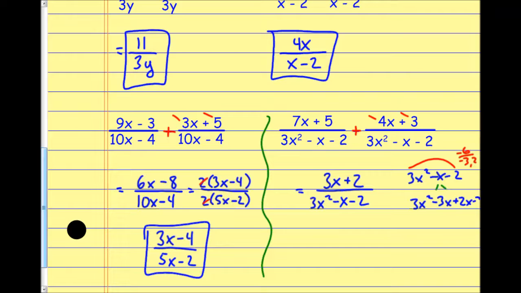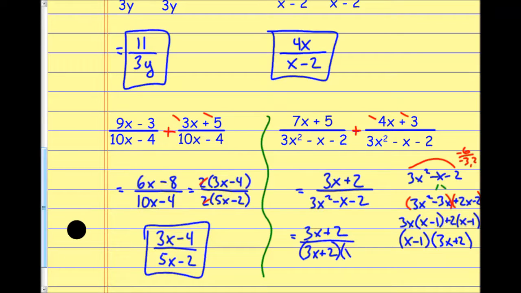I group the first two together, group the second two together, so I'm doing my factoring by grouping. Out of the first two, I can factor out a 3x, which leaves me with an x minus 1. Out of the second two, I can factor out a 2, which leaves me with an x minus 1. So now my two factors are the x minus 1 and the 3x plus 2. So now if I look back at my fraction over here, I've got a 3x plus 2 over this thing factored into a 3x plus 2 and an x minus 1, which means I can reduce this fraction.